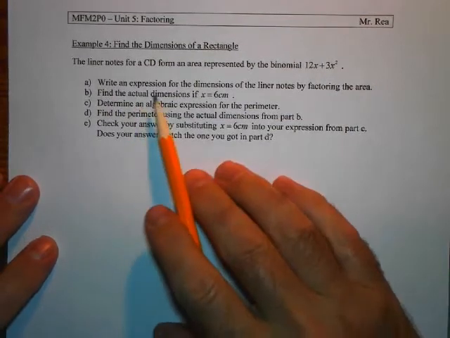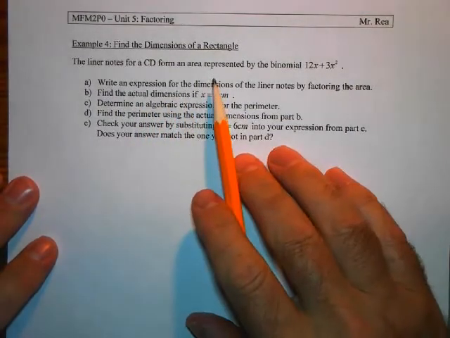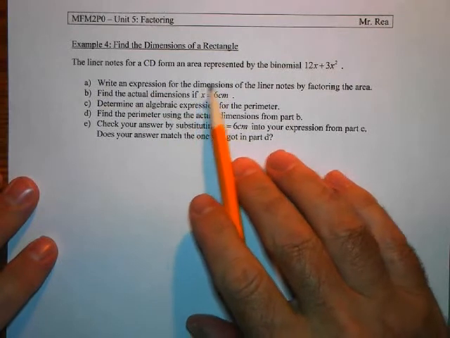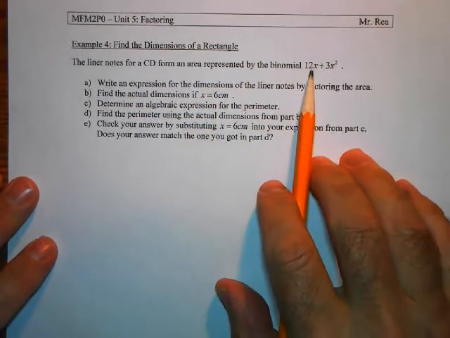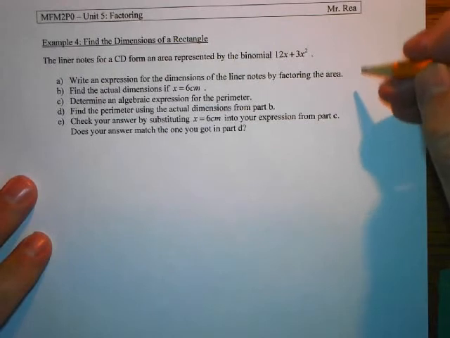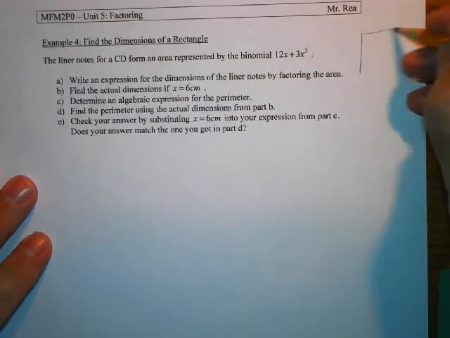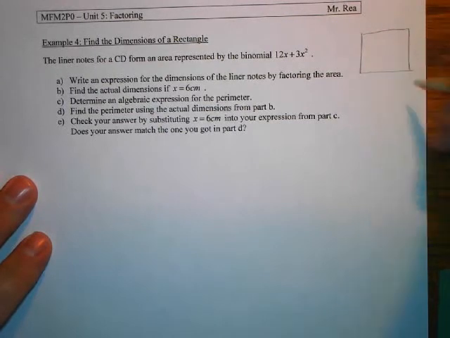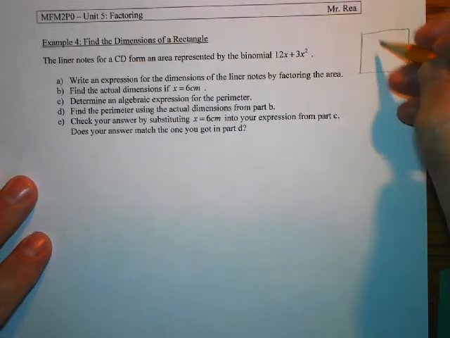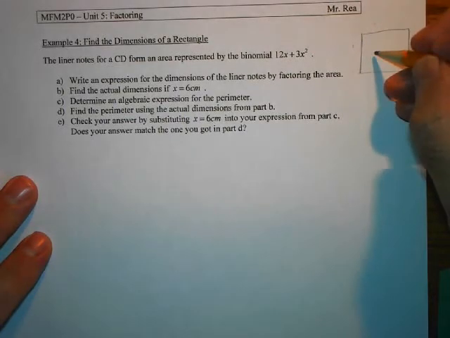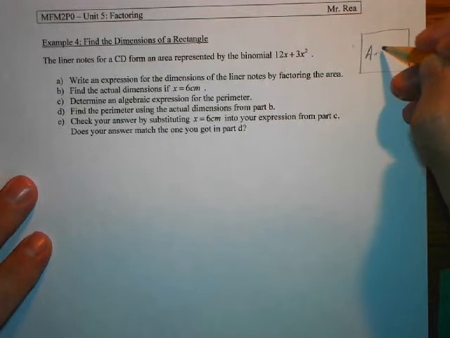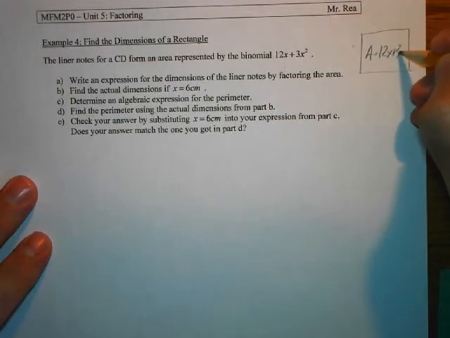The liner notes for a CD, you can tell this is a dated question, form an area represented by the binomial 12x plus 3x squared. So the liner notes, it's a rectangular shape. We don't know the dimensions, but we do know that the area is equal to 12x plus 3x squared.